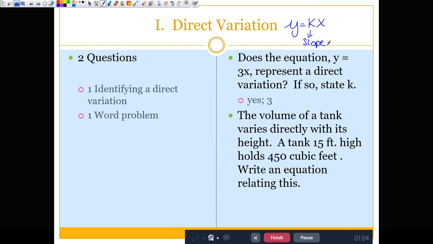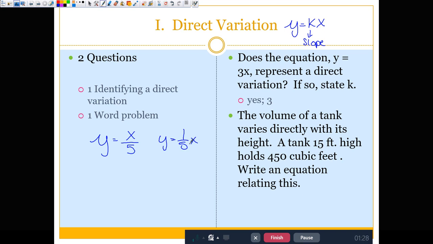And in that case, it is in that form. How about this equation, like y equals x over 5? Is that in that form? What's in front of x? 1, right? And so I could rewrite this as y equals 1 over 5x, right? So would this be a direct variation equation? Yes. Okay, so keep that in mind. Even if there's a fraction, it can still be direct variation.